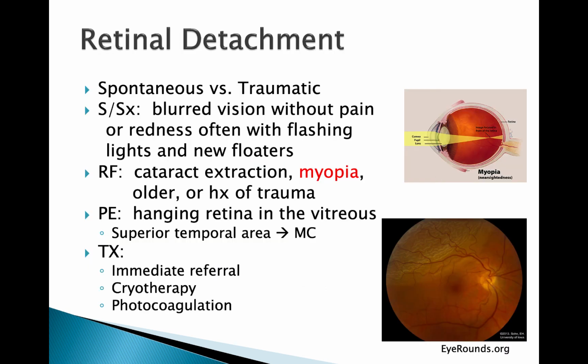Retinal detachment, you can have two different kinds. You can have spontaneous, or you could have traumatic. And what happens with retinal detachment is the retina literally pulls off the back of the eye, and you can see down here in this bottom picture, it's almost like wallpaper coming off a wall. You can see it's pulling away in this upper outer section.